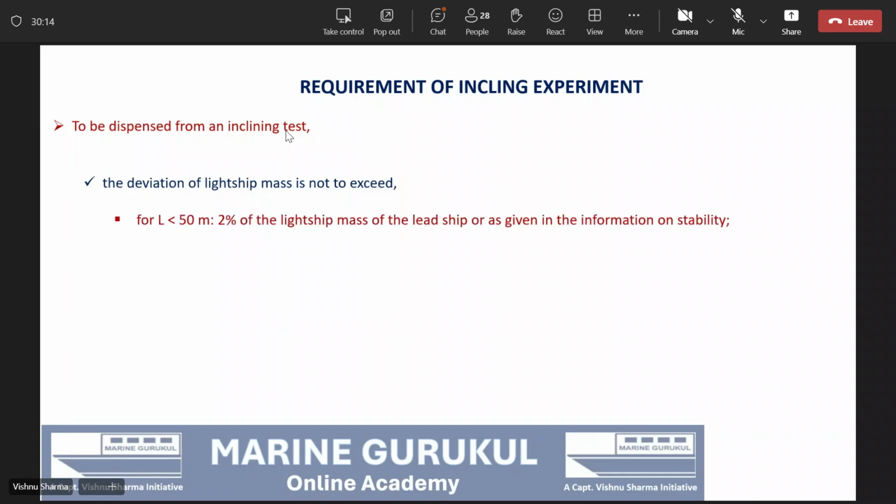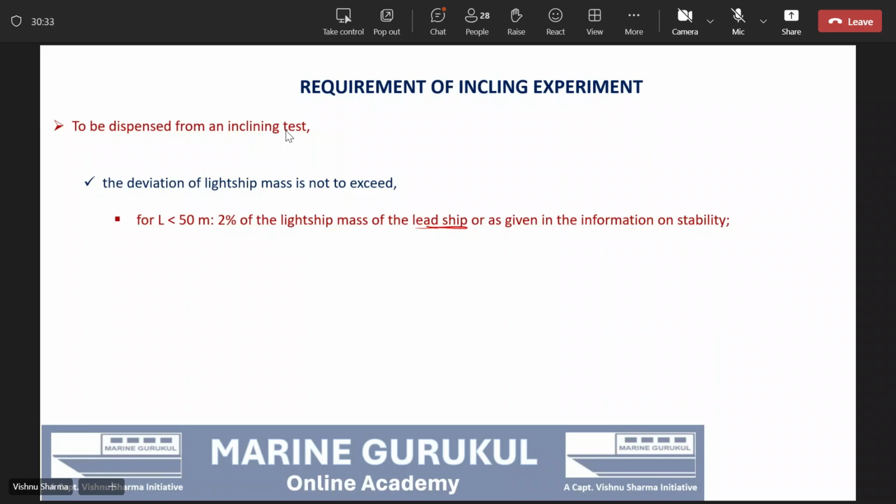If the length is less than 50 meters, the difference in their light displacement shall not be greater than 2% of the light ship mass of the lead ship. Which one is the lead ship? The lead ship is the ship which has already been inclined, whose data is being used.